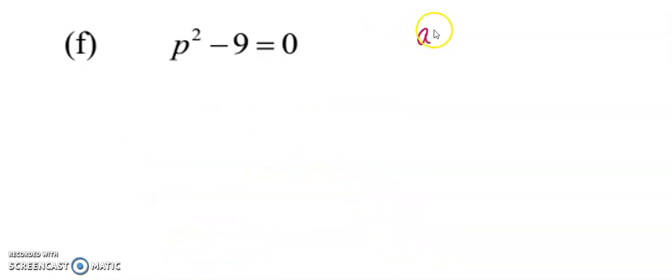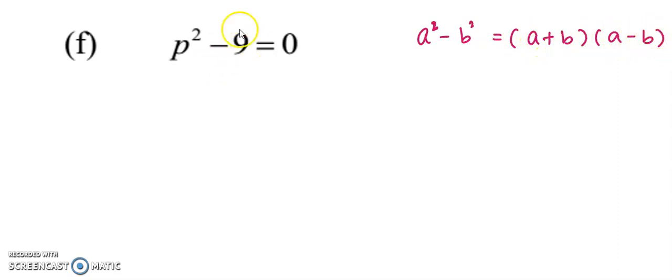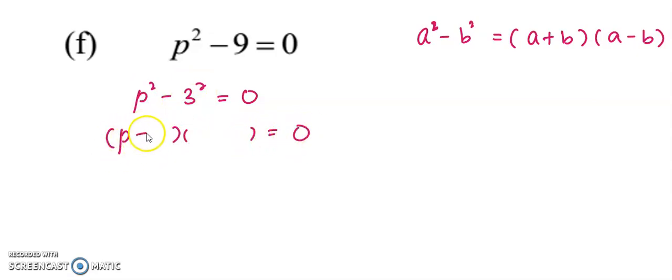For this example, bear in mind that we have a formula a square minus b square. If you have this type of expression, you can always factorize it as a plus b, a minus b. So I would like to convert the p square minus 9 into the form of a square minus b square by converting the 9 into 3 square. Now your a is your p and your b is your 3. So this left hand side can be factorized in the form of p plus 3, p minus 3.